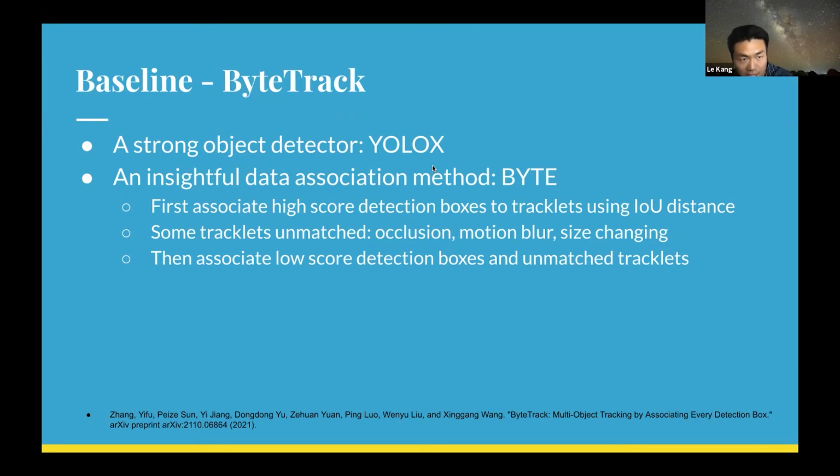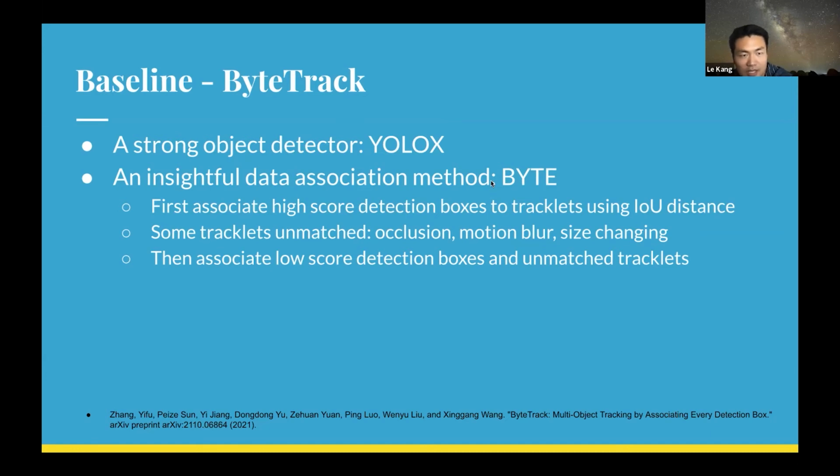Besides the object detector, it also has a clever, insightful data association method. They call it Byte, but I have no idea why it's called Byte. It's not even a short name for some detailed algorithm. Just call it Byte. Now, what is Byte?